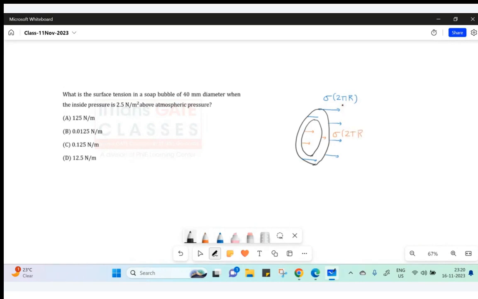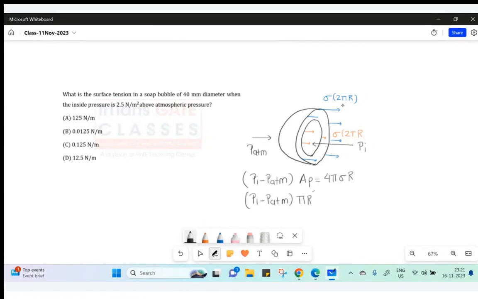Because this is a curved surface, pressure on this side, let us say, is P atmosphere, and on the inner side the pressure is Pi. So you can write Pi minus P atmosphere times the projected area is 4 pi sigma r. So Pi minus P atmosphere times AP, which is pi r square, is 4 pi sigma r. So Pi minus P atmosphere will be 4 sigma by r. So Pi is P atmosphere plus 4 sigma by r.